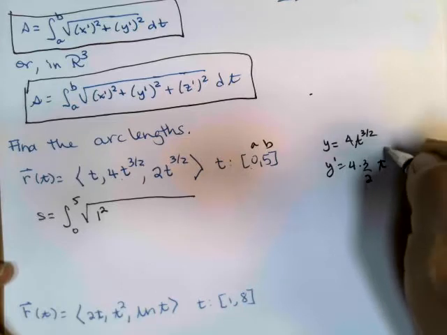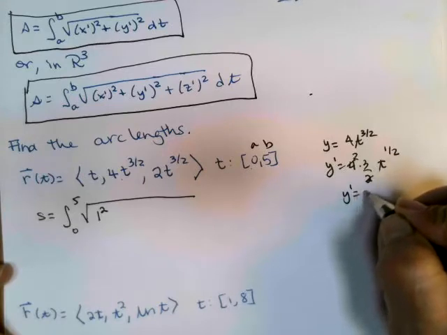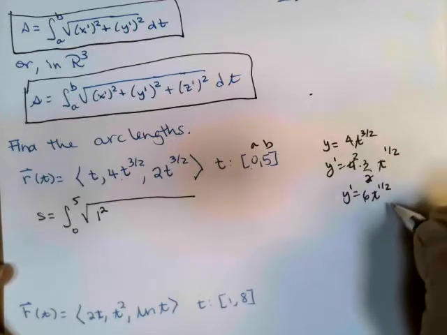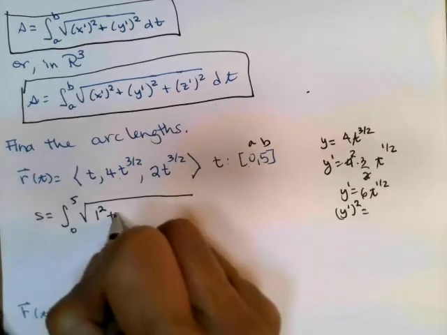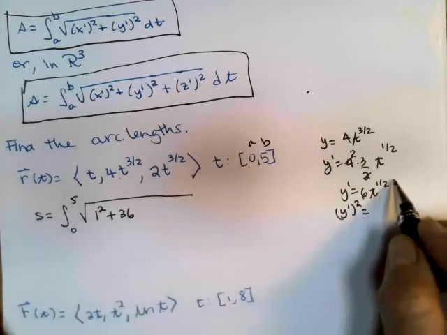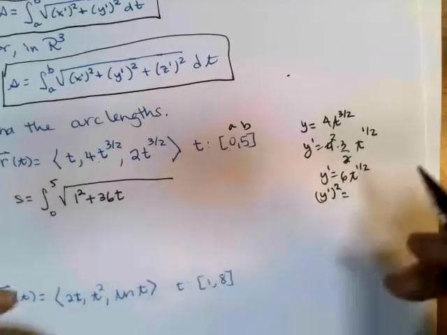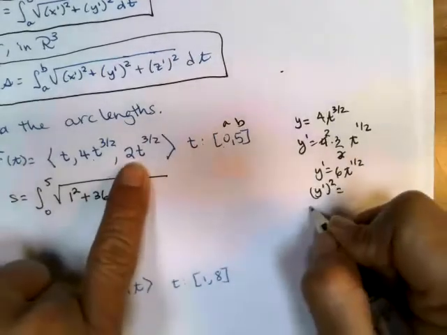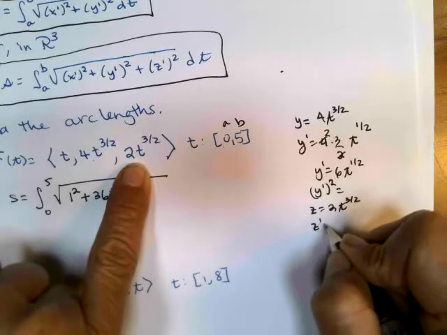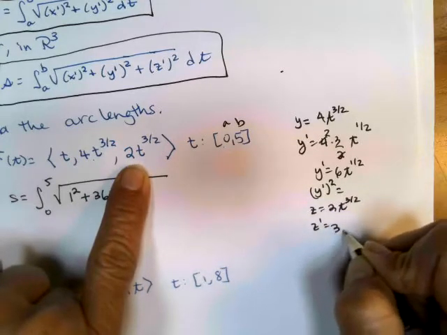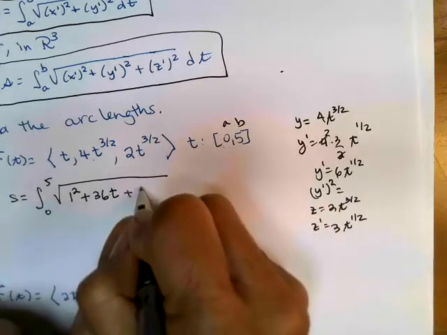T, take 1 away, so 1 half. Okay, so that's going to be y prime is 6t to the 1 half, and now I need to square it. Okay, so that'll be plus 36, so squaring the t to the 1 half, that'll just be a t. Okay, that was pretty nice. And now we'll do the next one, and that's z equals 2t to the 3 halves, so z prime equals 3t to the 1 half. So square it, that'll be plus 9t.